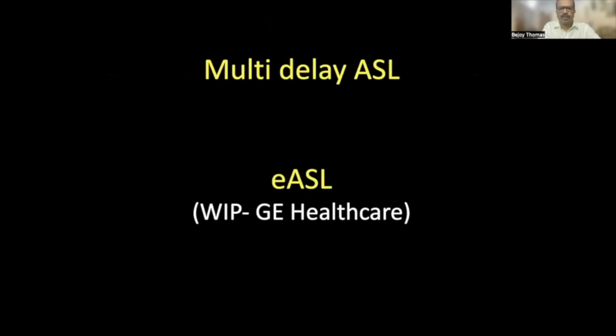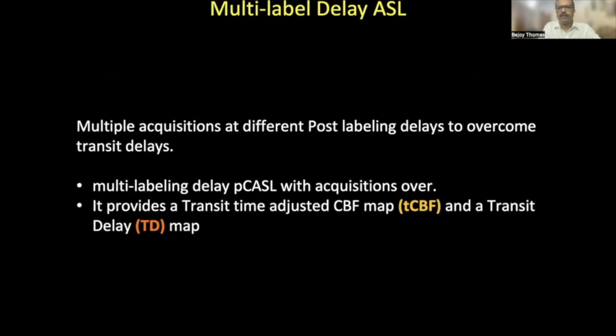The answer to some of these problems is multi-delay ASL, or EASL. It's work in progress with GE Healthcare. We have a research agreement with them, and we have actually recently done some work on that. It uses multiple acquisitions at different post-labeling delays to overcome transit delay artifacts, and you can measure the transit-time-adjusted CBF map, or a tCBF map, and a transit time and transit delay map.